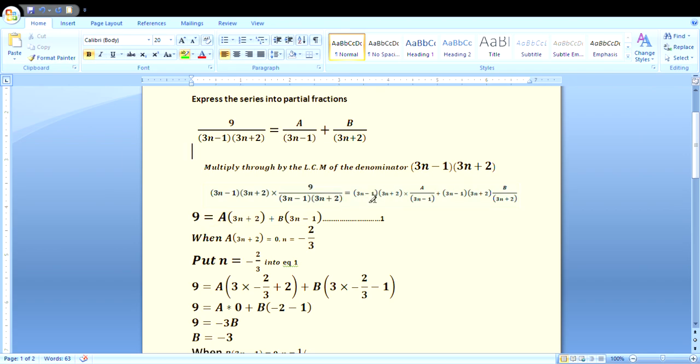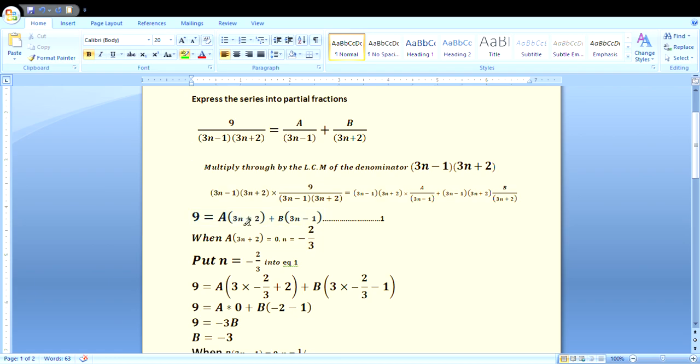Then let's look at the right hand side. We have (3n minus 1)(3n plus 2) times A over 3n minus 1. Here 3n minus 1 cancels with 3n minus 1, and we are left with A into (3n plus 2), plus (3n minus 1)(3n plus 2) times B over 3n plus 2. The 3n plus 2 cancels off, and what is left is B into (3n minus 1).